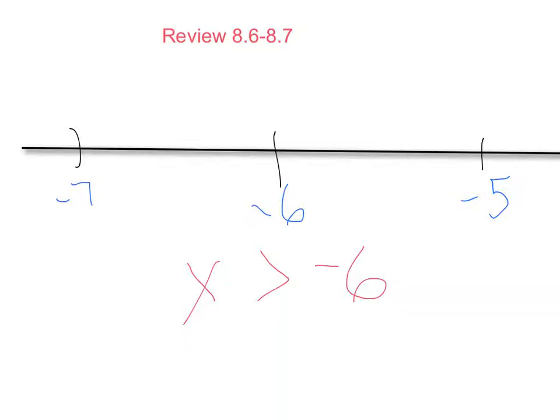Now I put my dot in the middle. If there's a line under it, then I fill it in. There isn't, so it's an open circle. And then I'm going to shade to the right. Cool. Next problem.